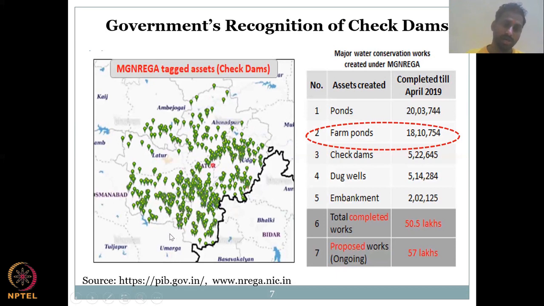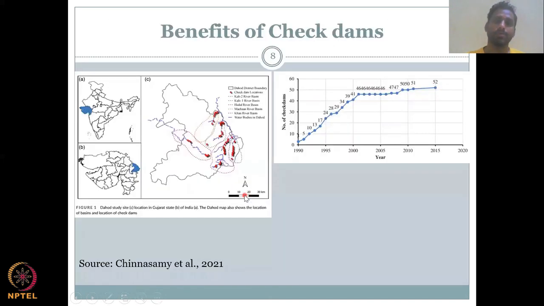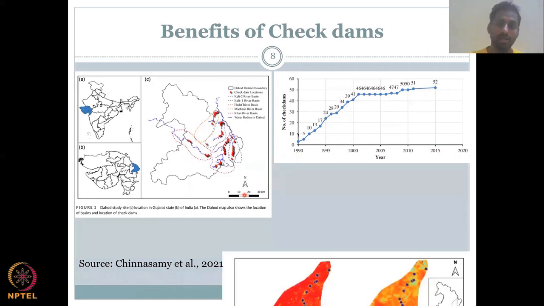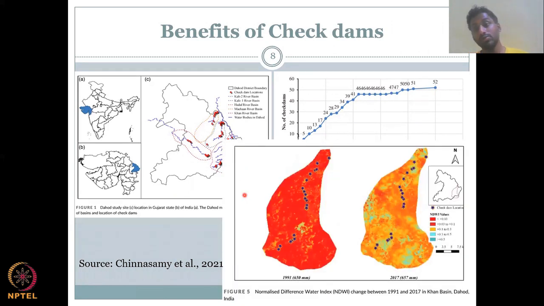So here you could see in Maharashtra where the locations are, and some locations like Latur has less, but others have a lot of check dams. So the benefits of check dams have been studied very, very explicitly and detailed in many, many literature. Let's look at this study. This study used remote sensing to look at, has the check dam improved the condition of soil water and the groundwater recharge? This was in a location in Gujarat, same Dahod location.